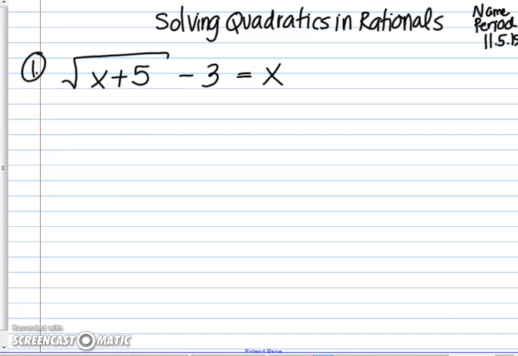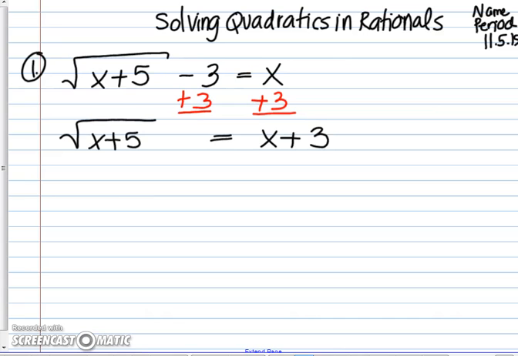You can't square yet. You have to get rid of the minus 3. So you're going to add 3 to both sides. When you add 3 to both sides, you're still left with the square root of x plus 5 is equal to x plus 3. Okay, now what would you do? We have isolated the radical.